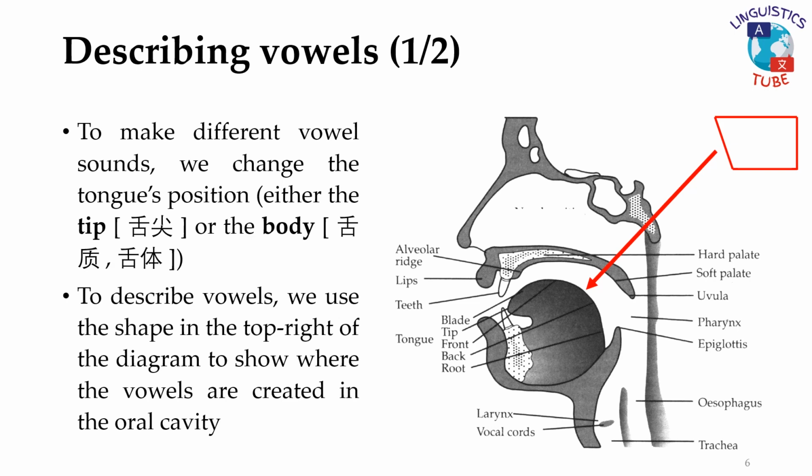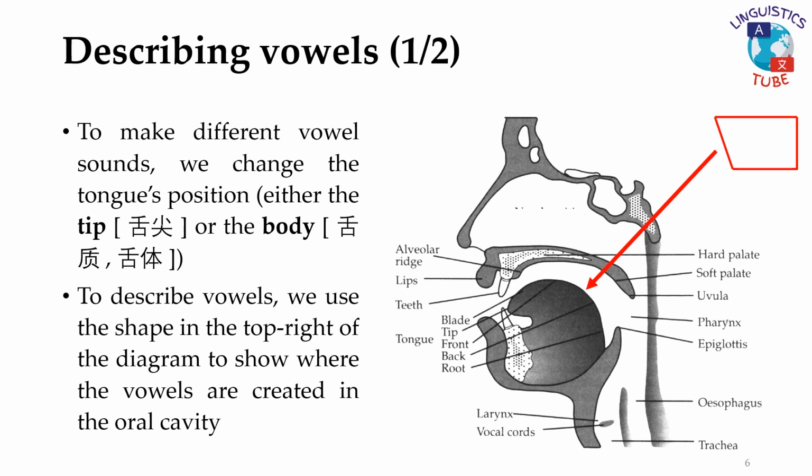Let's now look at a diagram of the mouth. We know that, to make vowels, we do not block or limit the flow of air in the oral cavity. Remember that the oral cavity is the mouth. However, we still need to make different vowel sounds. We do this by changing the position of the tongue in the mouth. This could be the tip of the tongue or the body of the tongue.